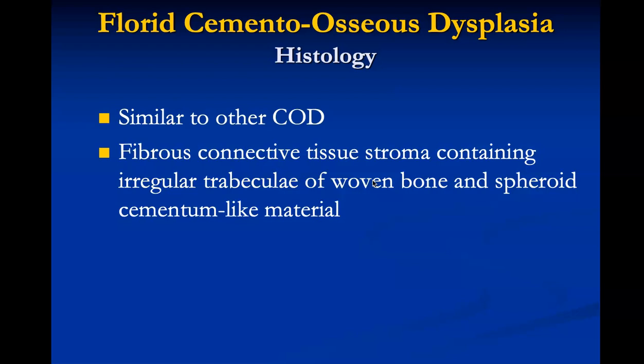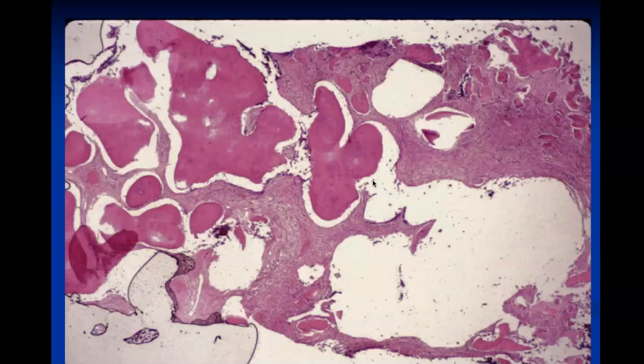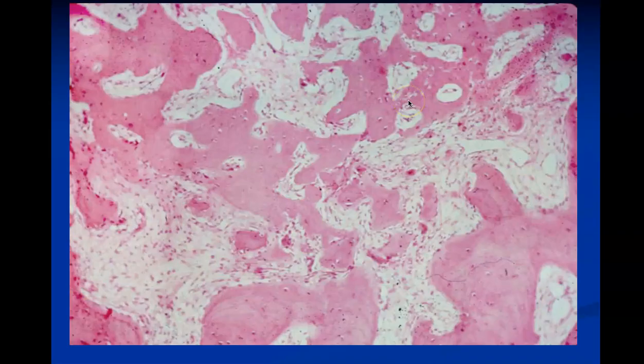So you have the fibrous connective tissue stroma with the woven bone and spheroid droplet-like areas of osteoid. So you can see the dense, fairly cellular fibrous connective tissue stroma, the curvy linear trabeculae, and then areas that are more spherical. So again, it looks very similar to what I've shown you for the other lesions.